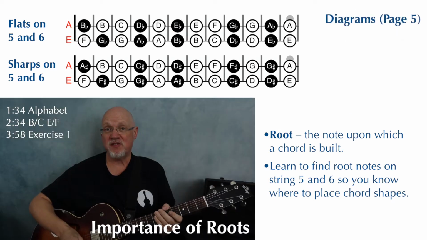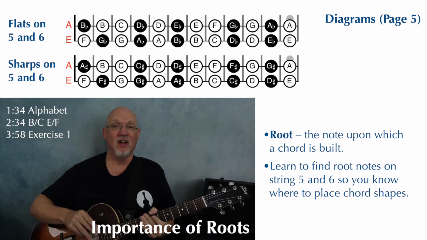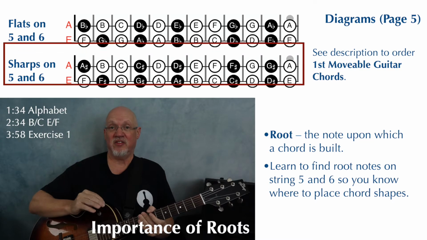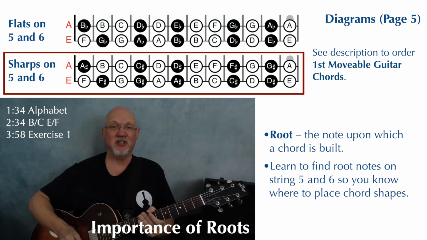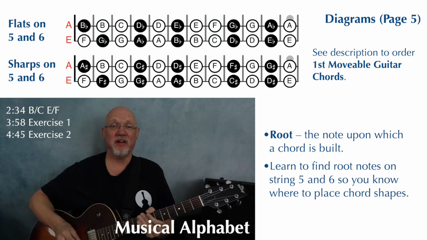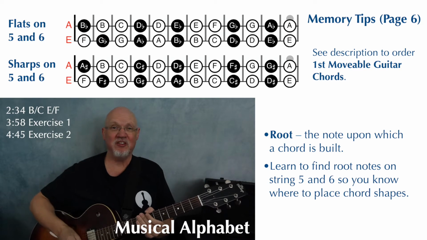At the bottom of page 5, we have 2 diagrams showing the notes on strings 5 and 6. The first diagram shows the natural notes and then the flat notes. The second diagram, the natural notes and the sharp notes. What I'd like you to do is memorize these notes so you know where to place your shapes. And on the next page, page 6, I've got some tips for memorizing those notes.